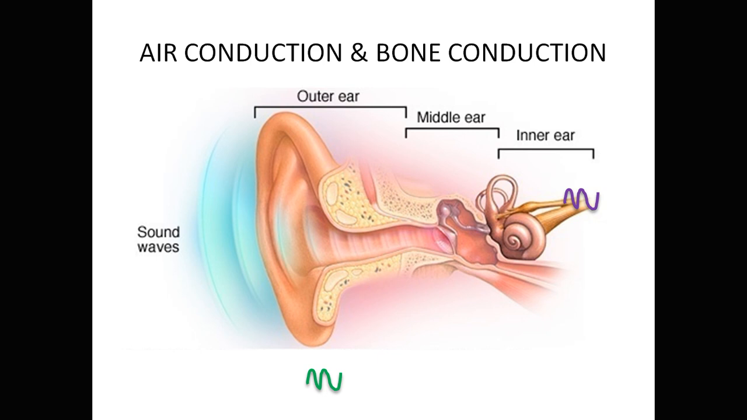Whereas in the bone conduction, it will directly stimulate. So here that is air conduction. Whatever the violet waveform shown is the air conduction pathway. Whereas in bone conduction, it directly stimulates the cochlea and nerve. So it bypasses the outer and middle ear. This is bone conduction.